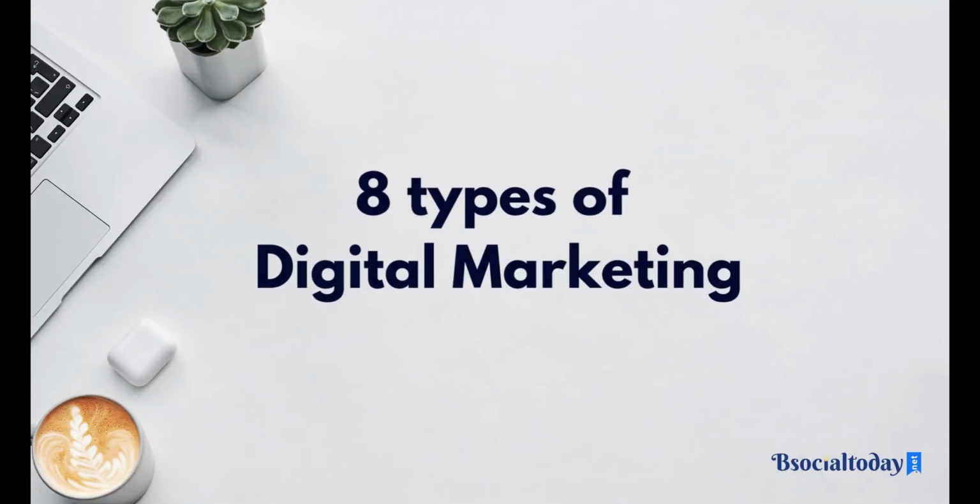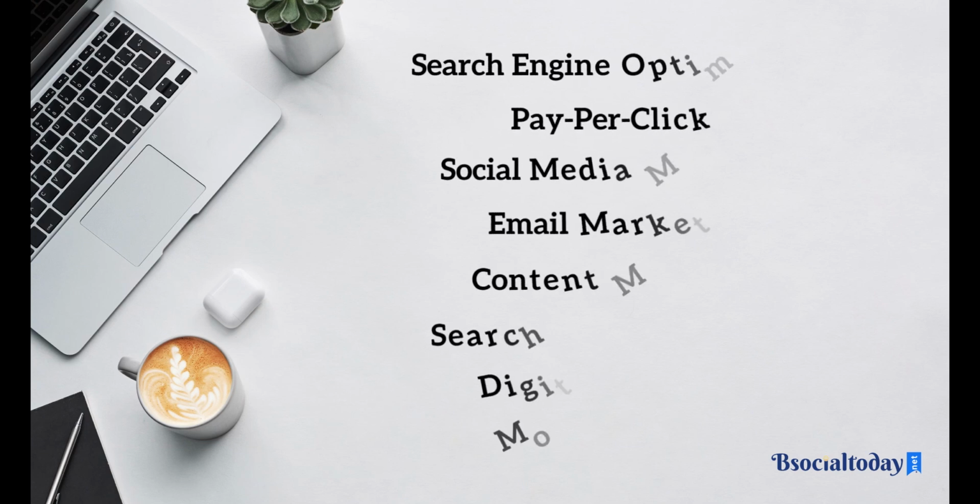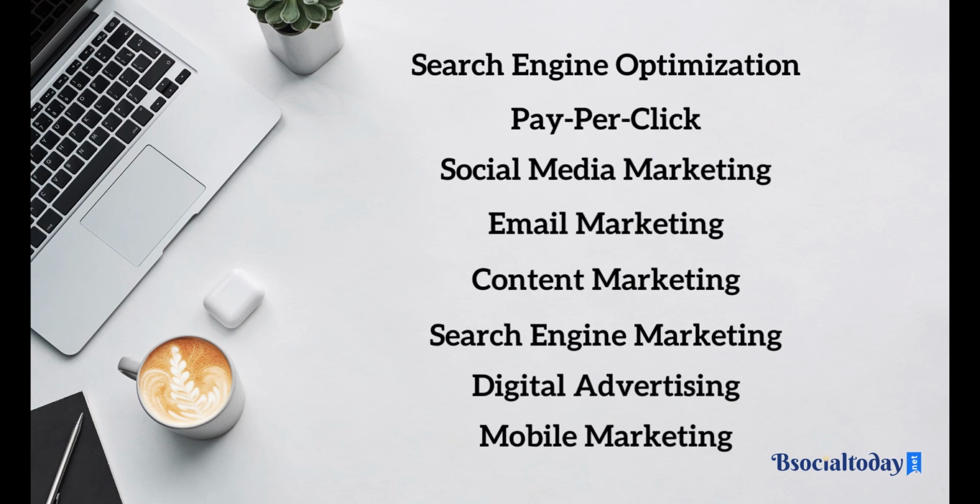There are 8 types of digital marketing. They are search engine optimization, pay-per-click, social media marketing, email marketing, content marketing, search engine marketing, digital advertising, mobile marketing. Now we will know the details.